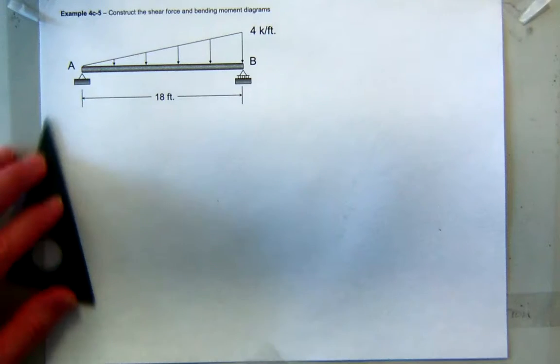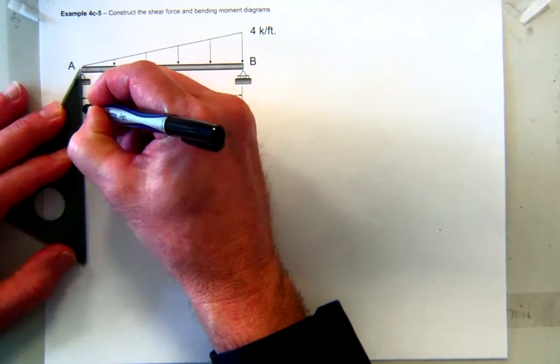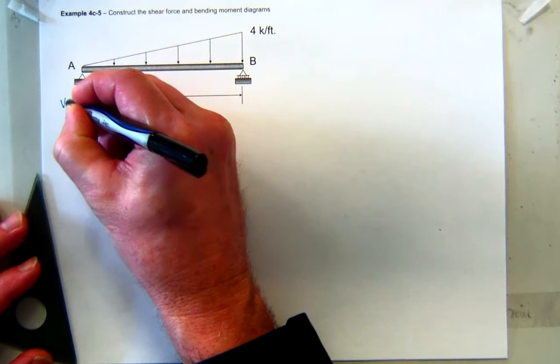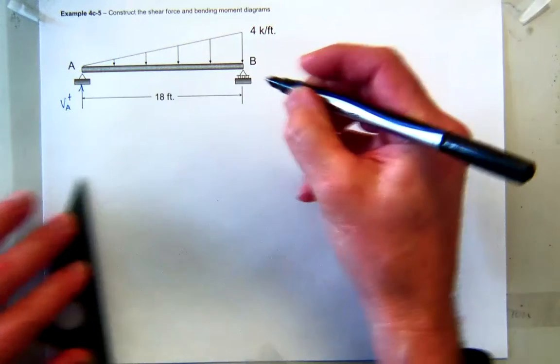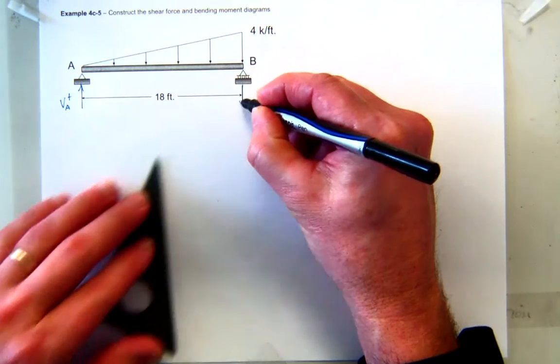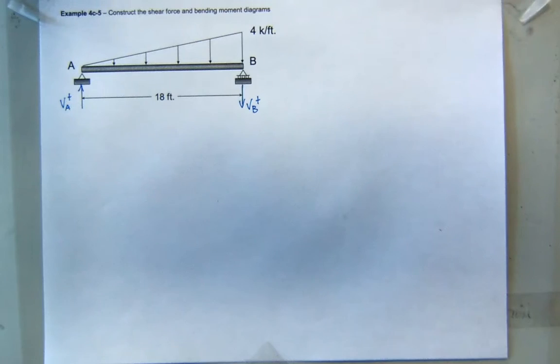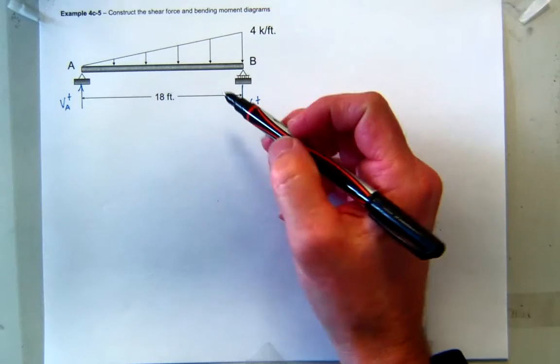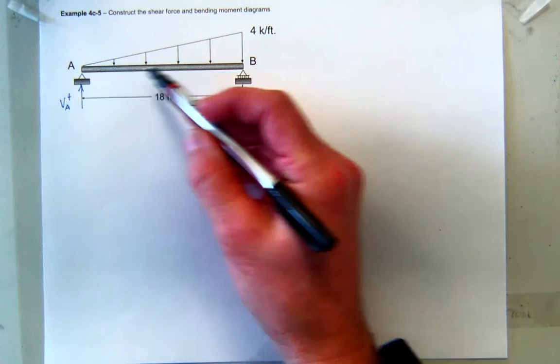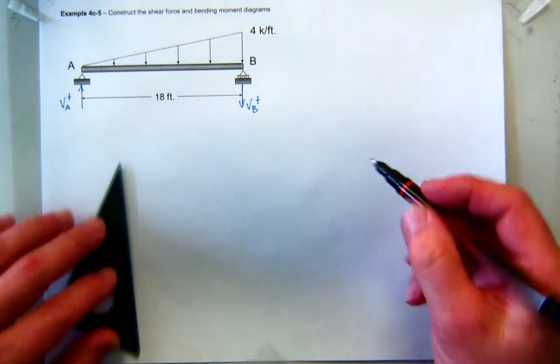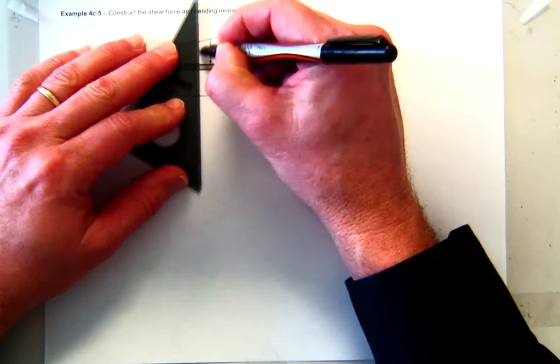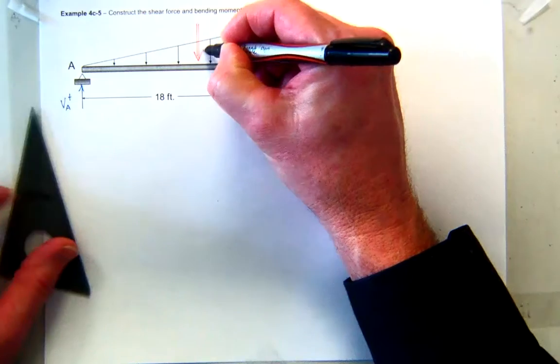So starting with the same process that we've been doing previously, I'll go ahead and assume that I have a positive shear at A and a positive shear at B. And those are my positive sign conventions. To find those values, I'm going to need to resolve this distributed load into a concentrated equivalent version. So I'm going to indicate that with a double line.